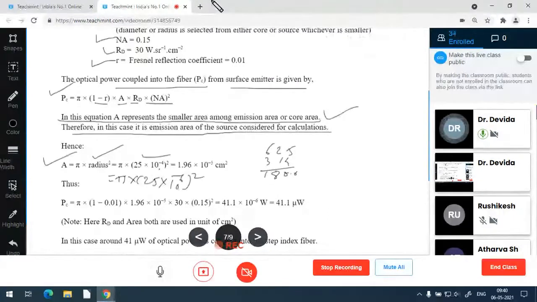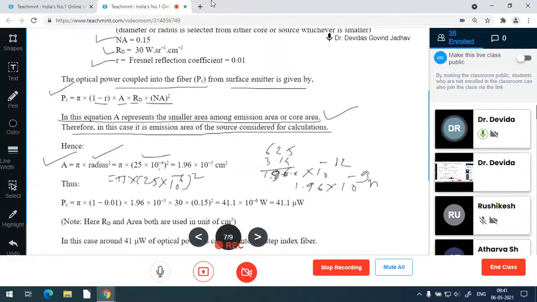Multiplied by 6 square, 10 raised to minus 6 square. How much is it? Minus 10 raised to minus 6 square. How much is it? Minus 12. So 1900 suppose 196 square, 10 raised to minus 19. So how much is it? 1, 2, 3. So 1.96 into 10 raised to minus 9 meter square. This is meter square.